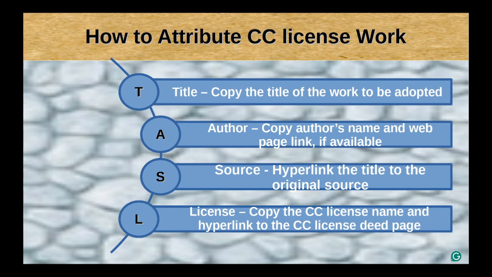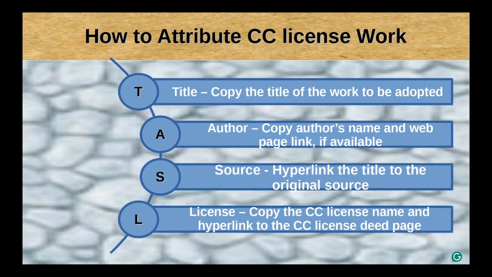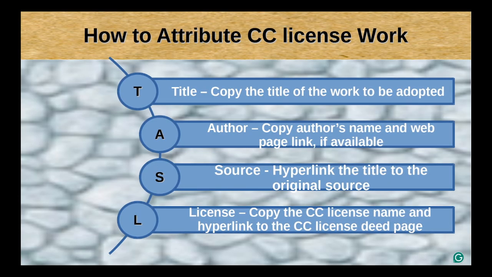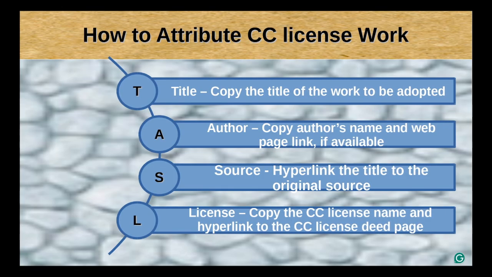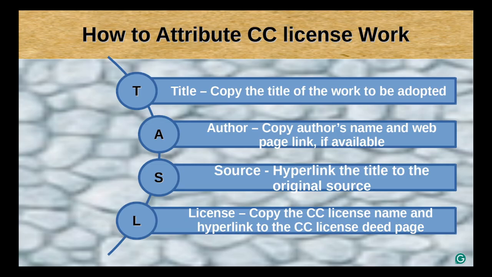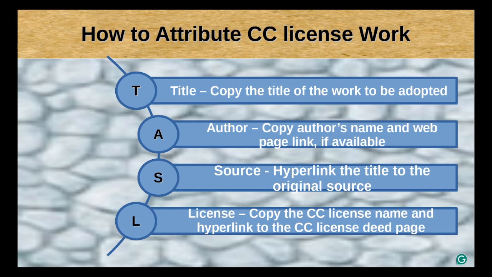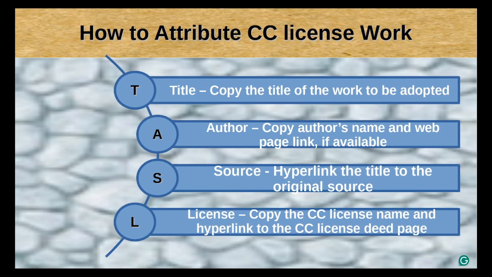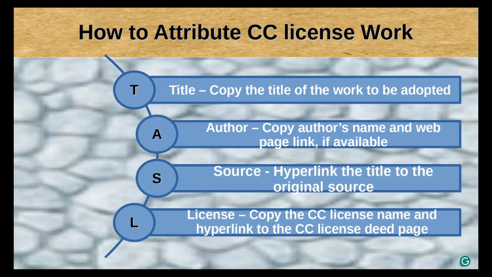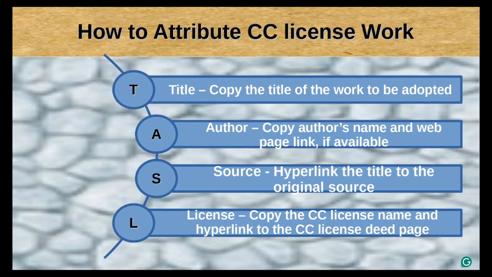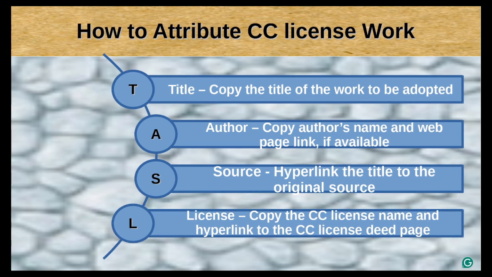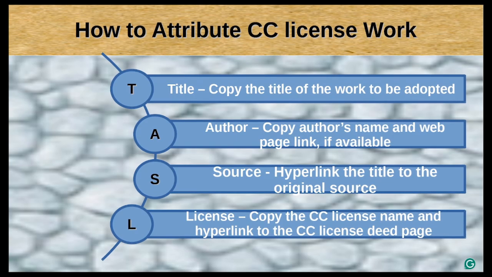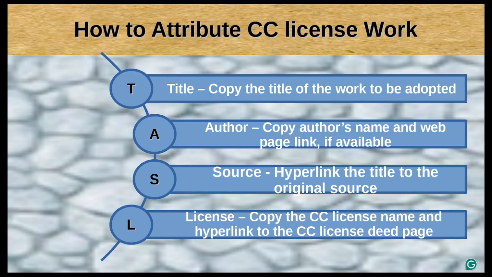Title refers to a copy of the title of the work to be adopted. Author means a copy of the author's name and web page link if available. Source means you hyperlink the title to the original source, where you took that resource from. License means you will go to the Creative Commons license organization and create CC licenses for your work. Then you will give that CC license name and hyperlink the CC license deed page.